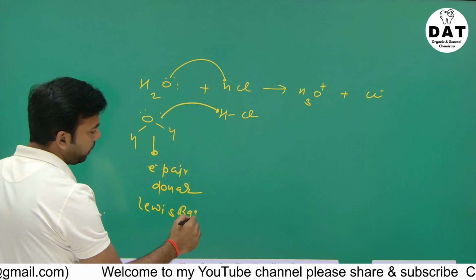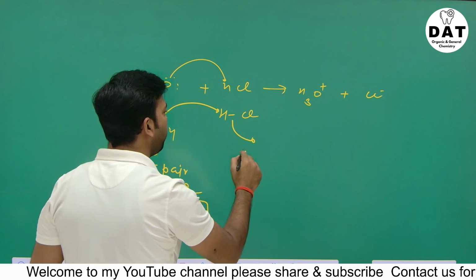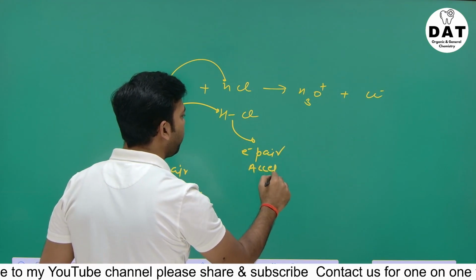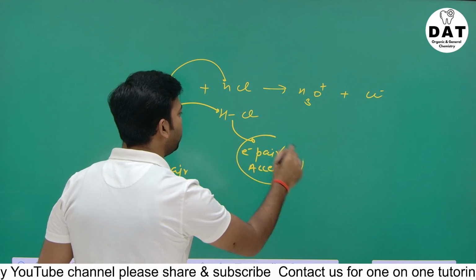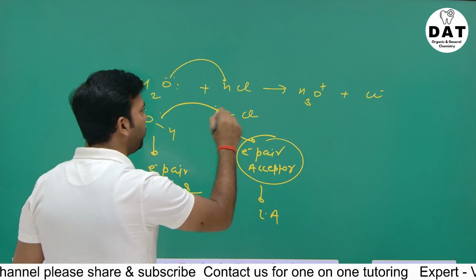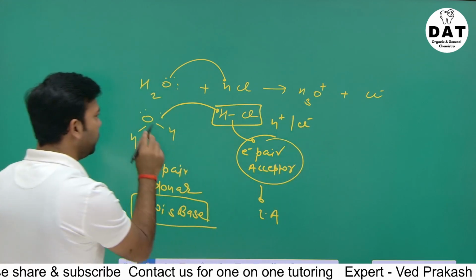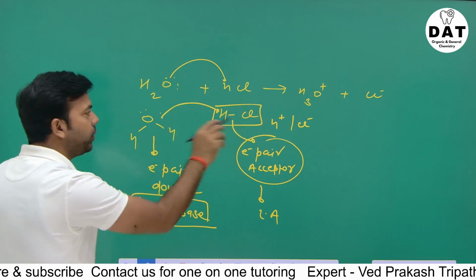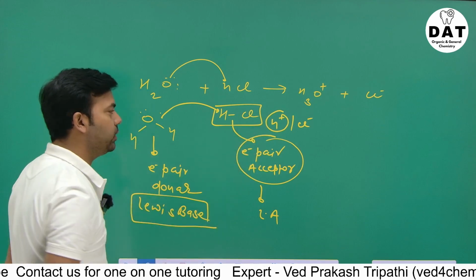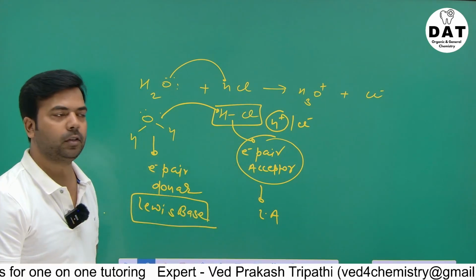And this HCl is an electron pair acceptor, and that's why this is a Lewis acid. Clear? Because we all know HCl breaks down into H plus and Cl minus. So this lone pair can give its electron pair to the proton. Make sense? So this H plus is the electron pair acceptor. The H plus is a part of HCl. That's why HCl is the electron pair acceptor.